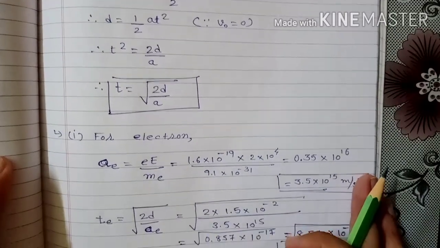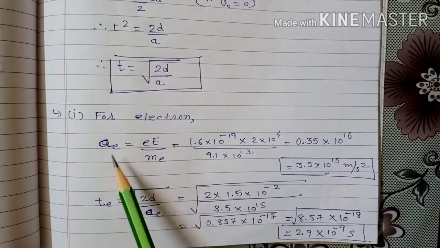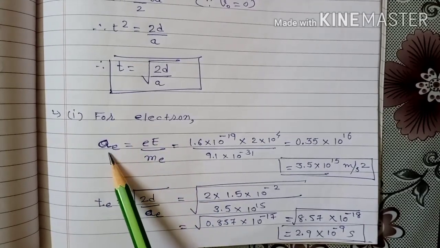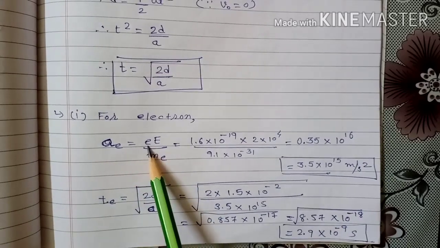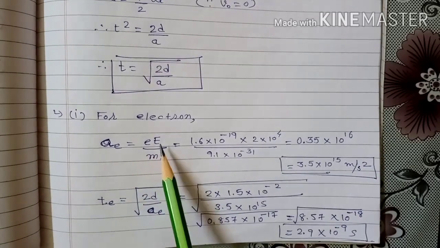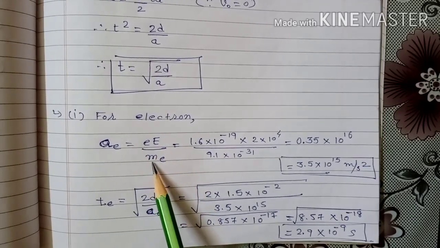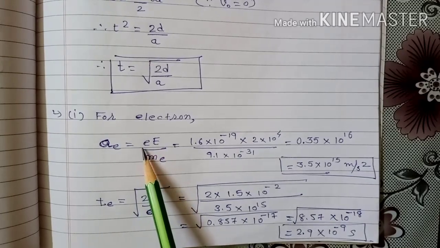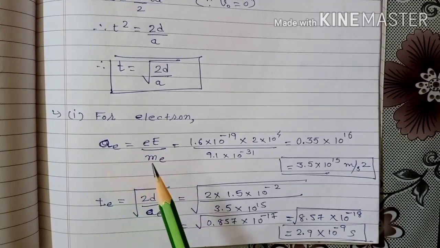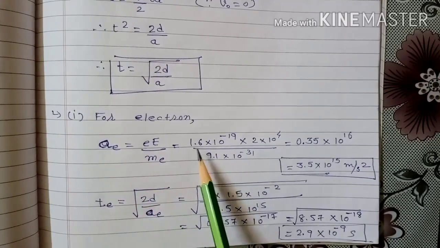First we have to find time taken by electron. So for electron, if we find acceleration, then from equation 1, a is equal to QE by M. So a_e is equal to Q, that is charge of electron, that is small e, into magnitude of electric field E upon mass of electron m_e. Here we don't have to take minus because we are finding magnitude of acceleration. Therefore we have to take e E by m_e.